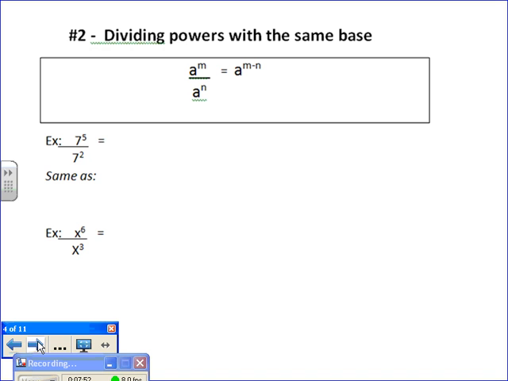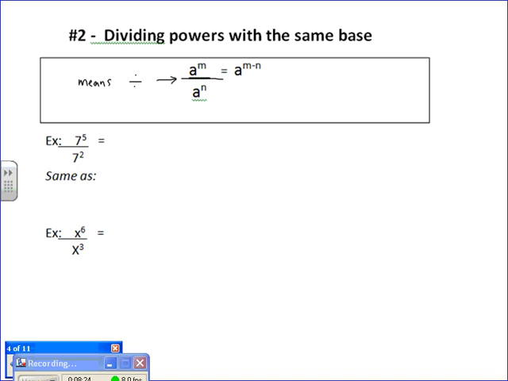Let's look at dividing powers with the same base. So this is the opposite situation. Instead of multiplying two powers with the same base, now we're seeing them written as division or as a fraction. Now, remember that when you see a number in a numerator and there's a number underneath it in a fraction, that little line that separates them means divide. So this is the same as a to the m divided by a to the n.